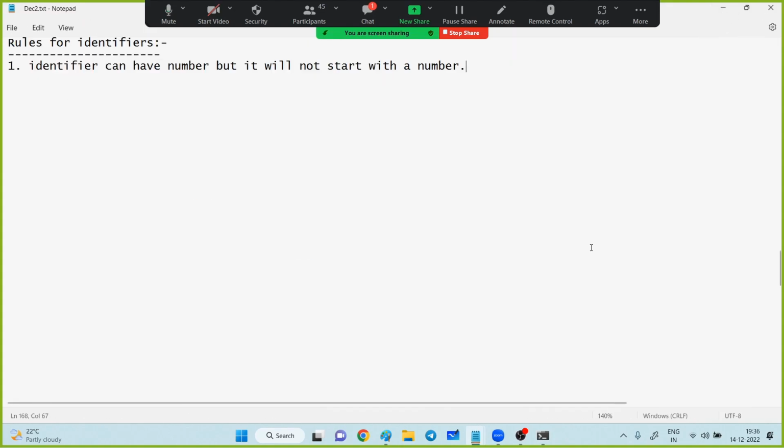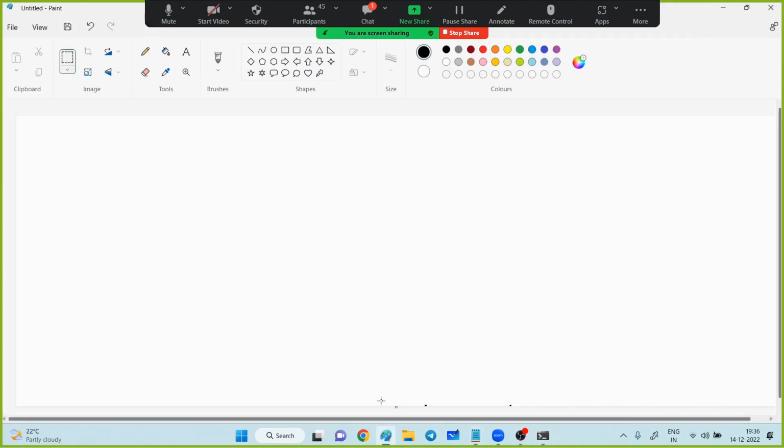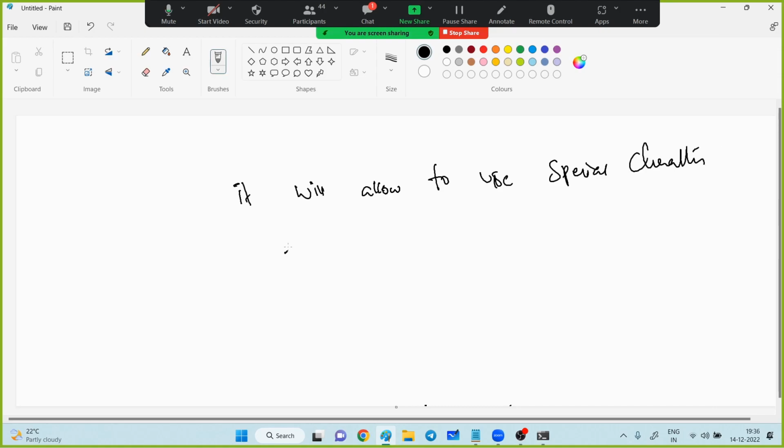Now the second rule is, observe: an identifier will not allow special characters, except dollar and underscore.